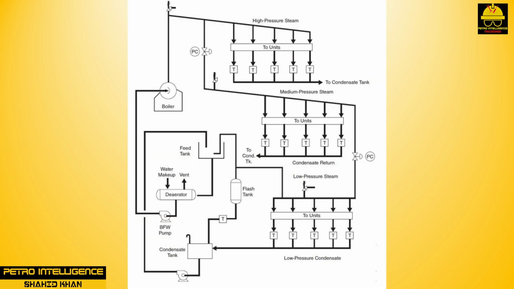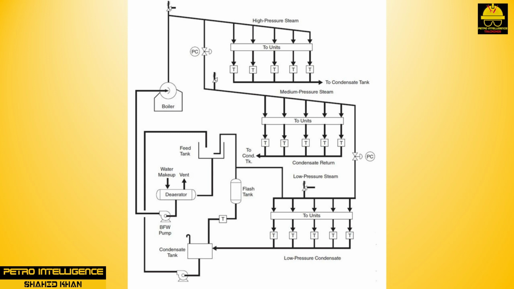As we mentioned earlier in this video, steam systems can include super high pressure steam generation and distribution, high pressure steam import, medium pressure steam, and low pressure steam. SHP steam is generated by boilers or furnaces and is supplied to the SHP steam header. The pressure of the SHP steam is 1000 to 1200 psig.